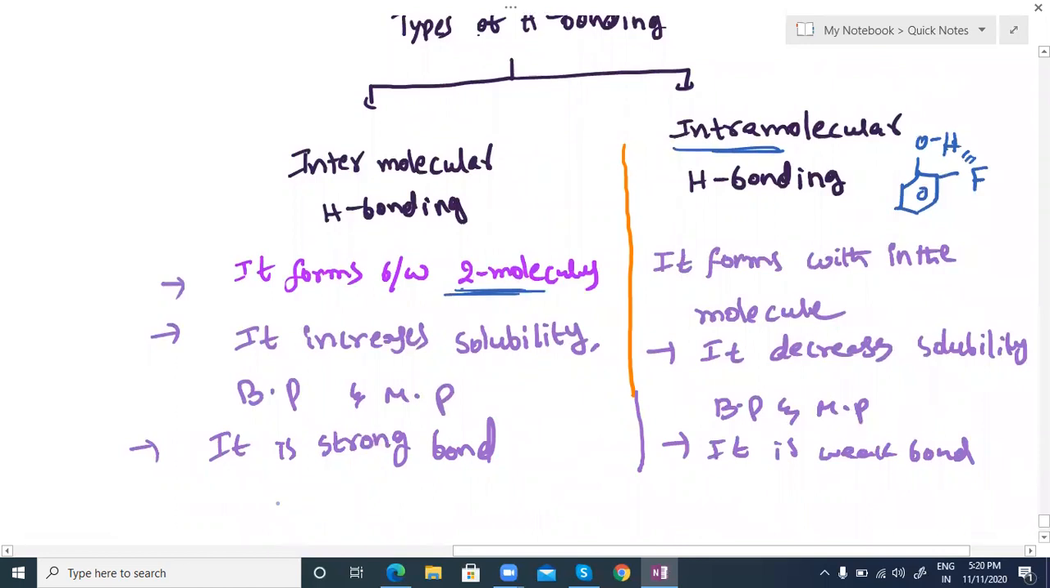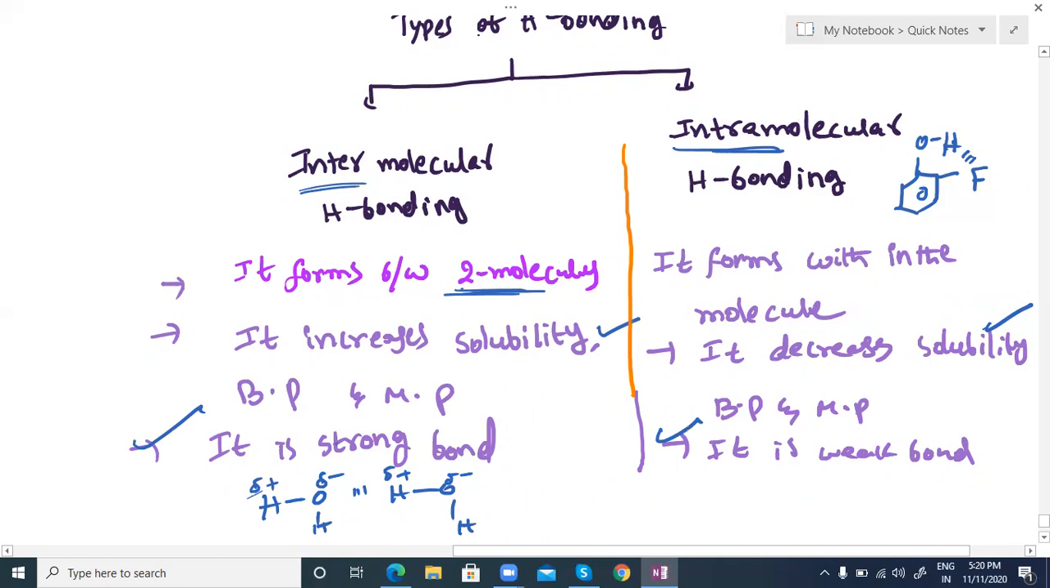H2O also can form hydrogen bonding. This has a partially negative and a partially positive character, and with respect to other water molecules they show negative and positive. This type of intermolecular hydrogen bonding decreases solubility, and boiling point and melting point also increase, and this is strong bonding. So remember these three points. By using these three points, we are going to discuss its applications.